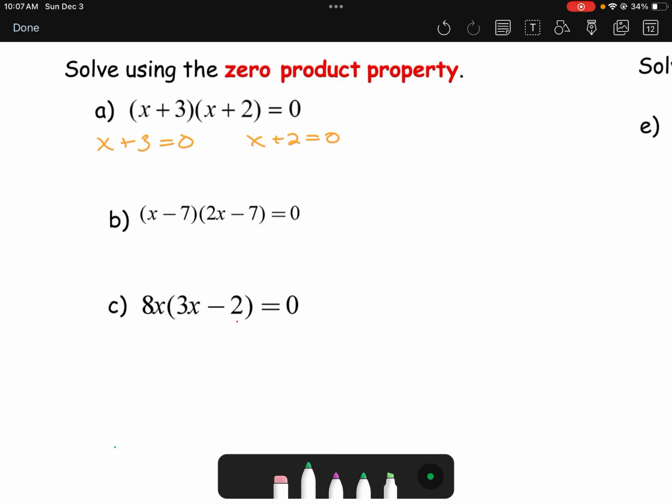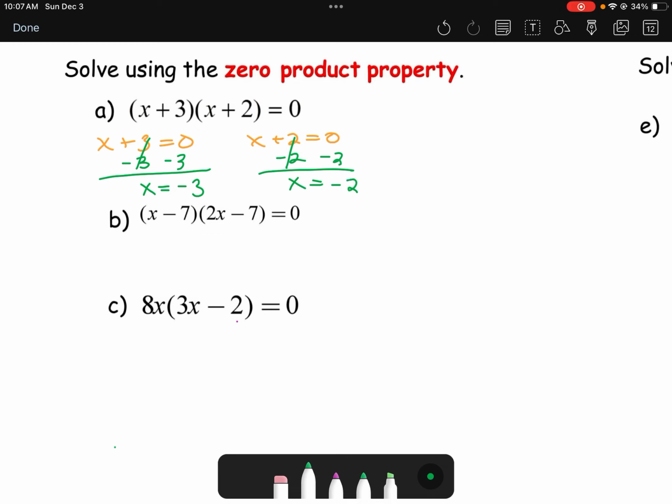Okay, so then let's solve. To solve for this, we're going to subtract 3. x is equal to negative 3. Same thing over here. We're going to subtract 2. x is equal to negative 2.